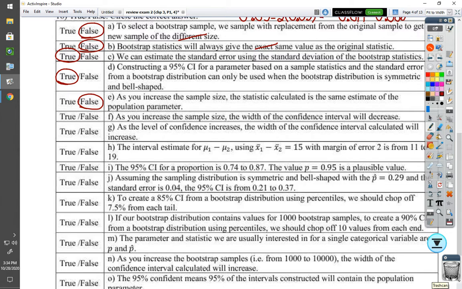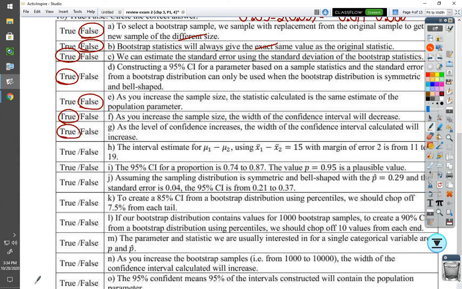As you increase the sample size, the width of the confidence interval decreases. Absolutely, positively true. As the level of confidence increases, the width of the confidence interval calculated will increase. Well, yeah, because it goes out and so does it. So do both values.